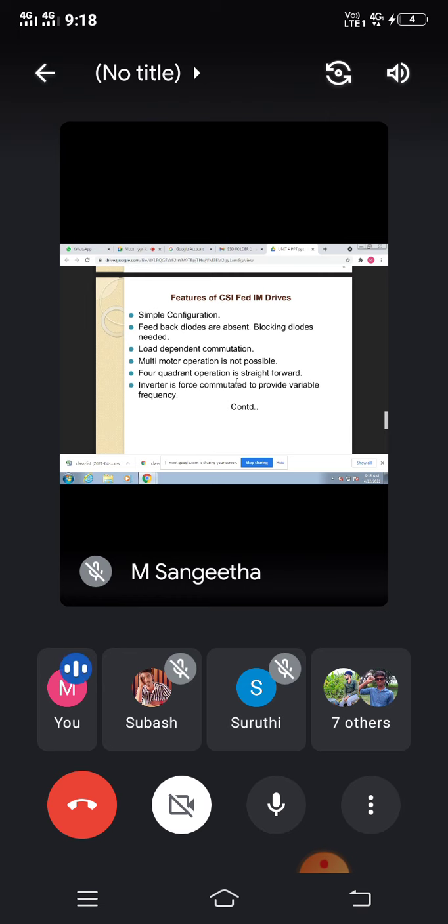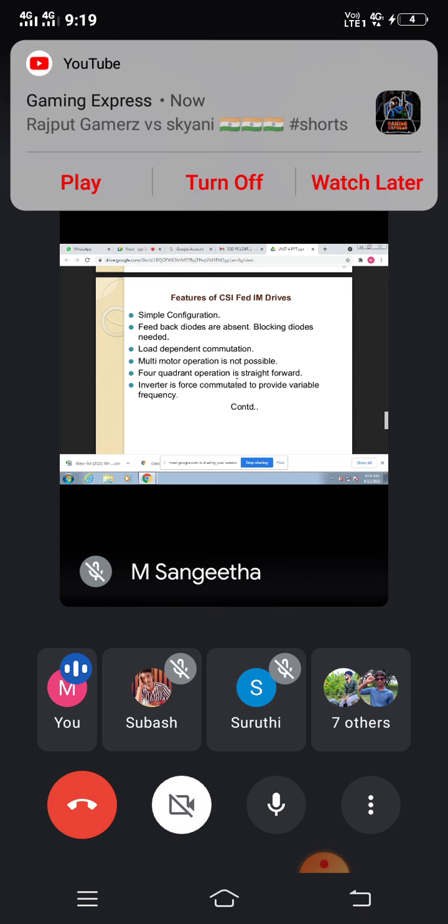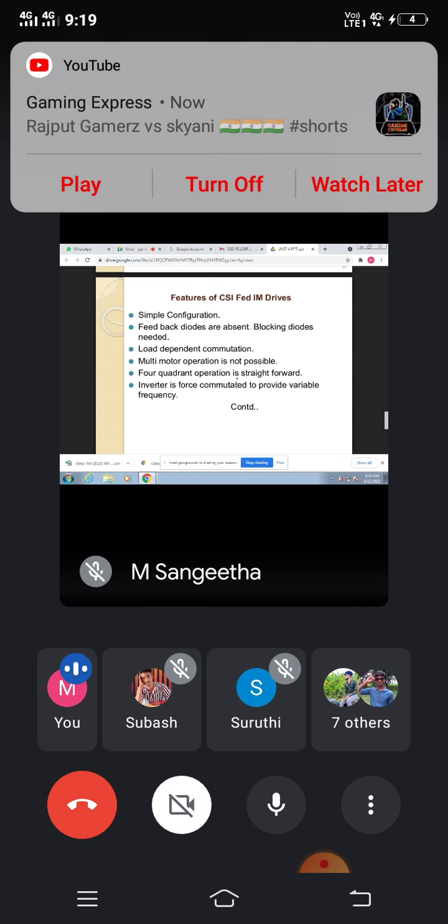Now let us see the CSI fed induction motor drive. It has some features. The CSI fed induction motor drive shows constant current and variable voltage. CSI is just the reverse of VSI. In VSI the current is variable and voltage constant; in CSI the current is constant and the voltage is variable. So both categories totally differ from one another.